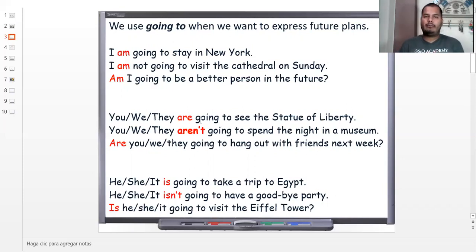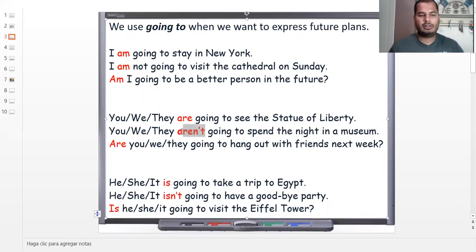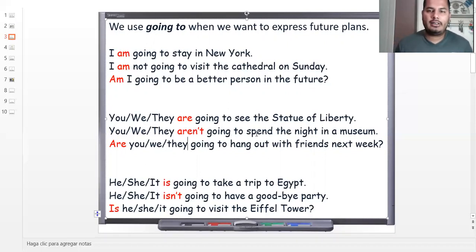We also have the negative form. This one is in bold. Bold. I don't know what's happening here, so I'm just going to fix it. Okay, now it's fixed. We have you aren't going to, or we aren't going to. They aren't going to spend the night in a museum, okay?